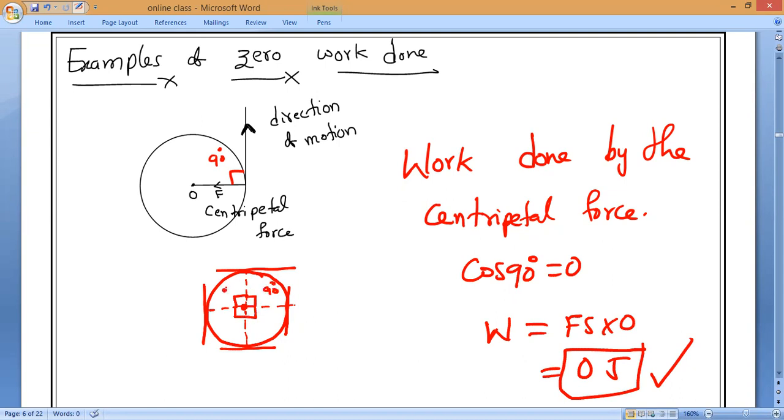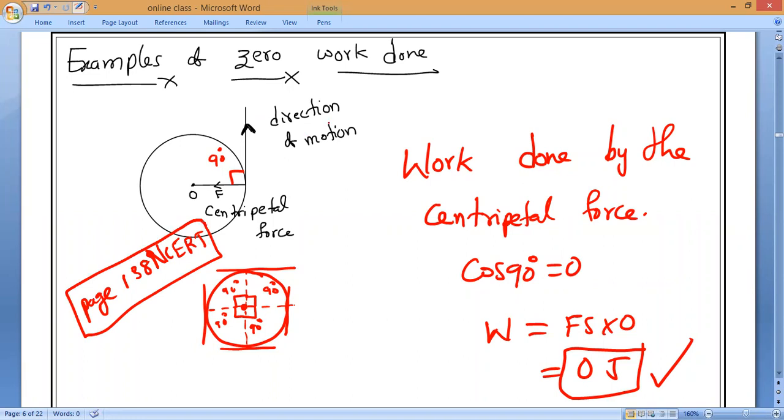Understanding? So everywhere it is 90. That is why the work done by the centripetal force is equal to 0. That is what you have to remember. Clear? Page number 138, NCERT. Everybody verify it. Drawing a tangent. Tangent means a line passing through the surface of the circle by touching only one point. That is what you have to remember. Mr. Nimish, have you found it?